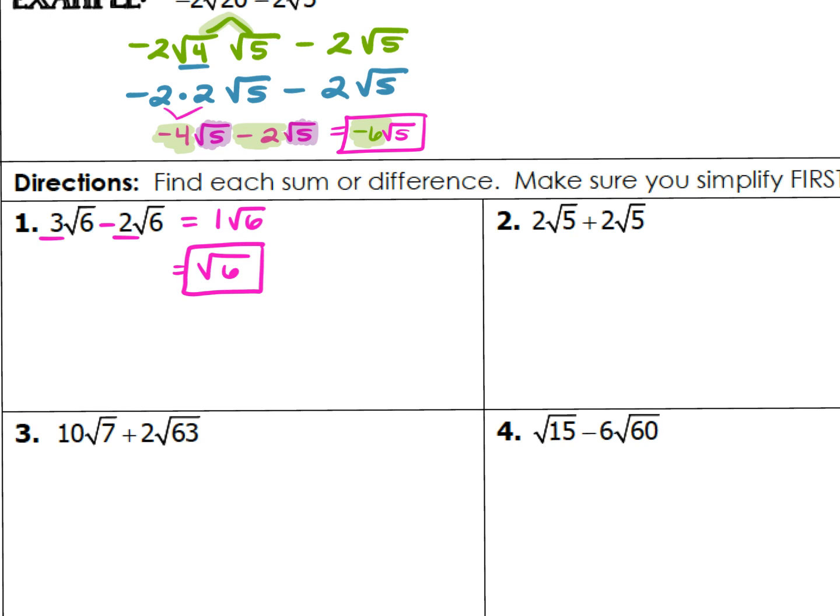4 rad 5. The rad 5 stays the same. You cannot go rad 5 plus rad 5 equals rad 10. That's not how radicals work. It's like saying 1 rad 5 plus another rad 5 is 2 rad 5s, okay? So now it's 2 rad 5s plus 2 rad 5s equals 4 rad 5s. Okay?